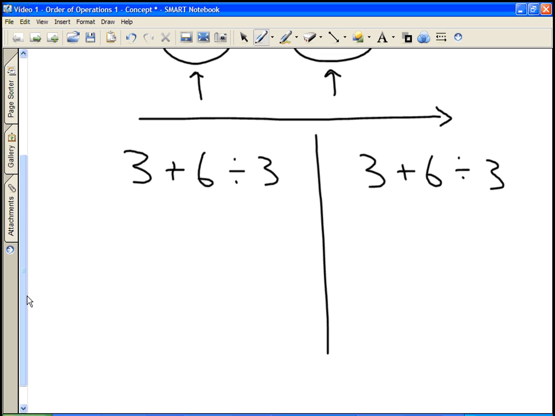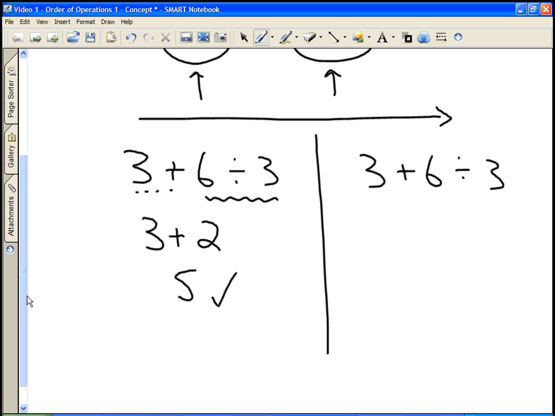And so as I work through this problem, if I do my division first, I land up with 3 plus, and 6 divided by 3 is 2. And notice that I've just rewritten this first part, the 3 and the plus sign, because I'm not dealing with that. I'm just going to deal with the 6 divided by 3. And so now carrying on here, I have 3 plus 2, and 3 plus 2 is 5. And that is the correct answer.